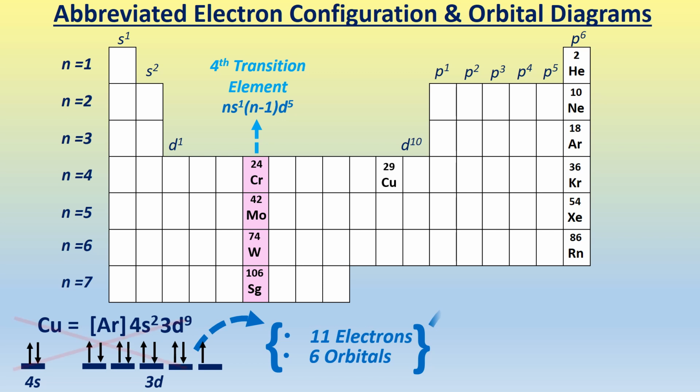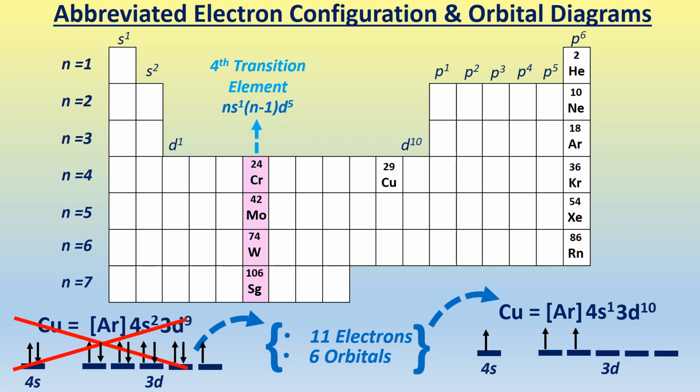So copper redistributes itself once again to be, instead of argon 4s2, 3d9, argon 4s1, 3d10. Looking at the orbital diagram, this gives you a half-filled s orbital, which is stable, and a completely filled d orbital, which is also stable. Again, this is an exception on the periodic table that should be noted. Copper, silver, and gold, all of the elements that should be s2, d9, will rearrange themselves to s1, d10 in order to fulfill Hund's rule.